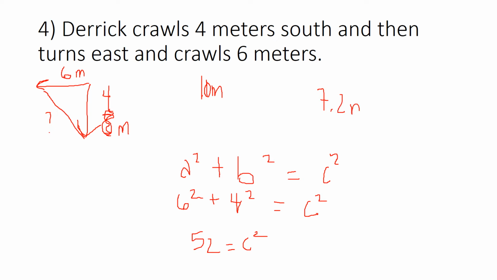7.2 meters. But remember, displacement is a vector, and which direction do we go? That's when we go back to the problem. And he went south, and he went east, so his total displacement would be 7.2 meters southeast. That's the direction he went.